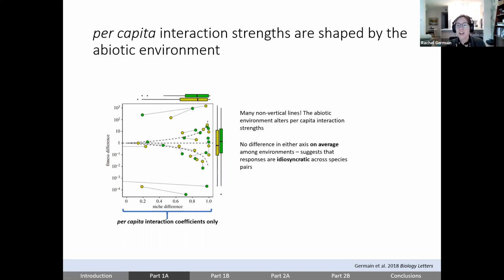And also, if you average this across all species pairs, it's not like they're all doing it in the same direction. It's not like a wet environment is more competitive than a dry environment. It's more of an idiosyncratic effect, where some species are being positively affected by that environment and some negatively affected by it. And overall, as you average between them, the environments just have the same average effect on those per capita interaction strengths.